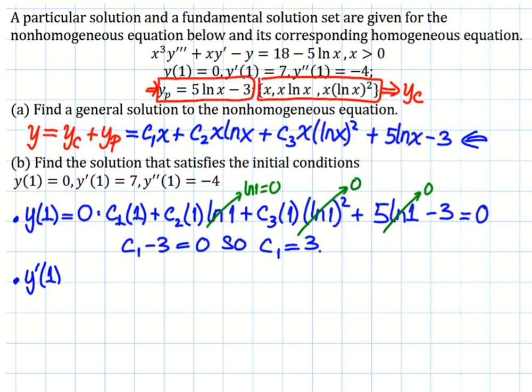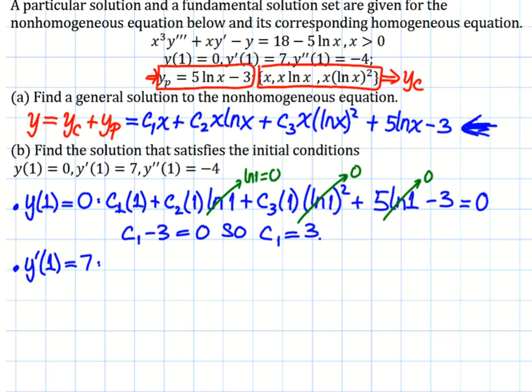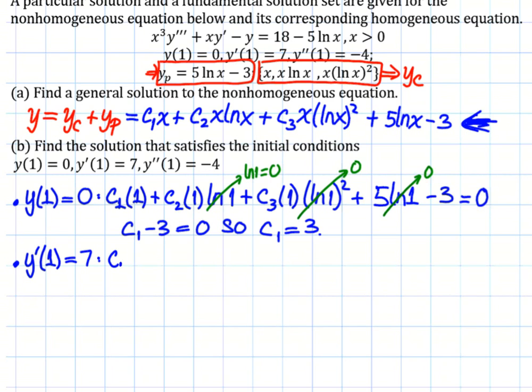It says that the derivative when x equal to 1 is equal to 7. So we'll take the derivative of this function. We have C1 x, the derivative of that is just C1. Just say y prime equal to C1. Derivative of C2 x ln x, that is the product rule. Derivative of x is 1 times ln of x plus x. Derivative of ln of x is 1 over x.